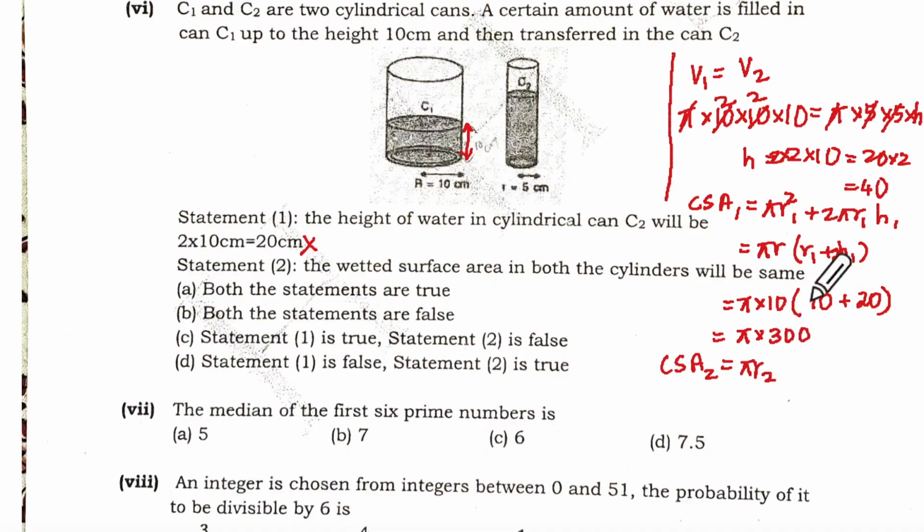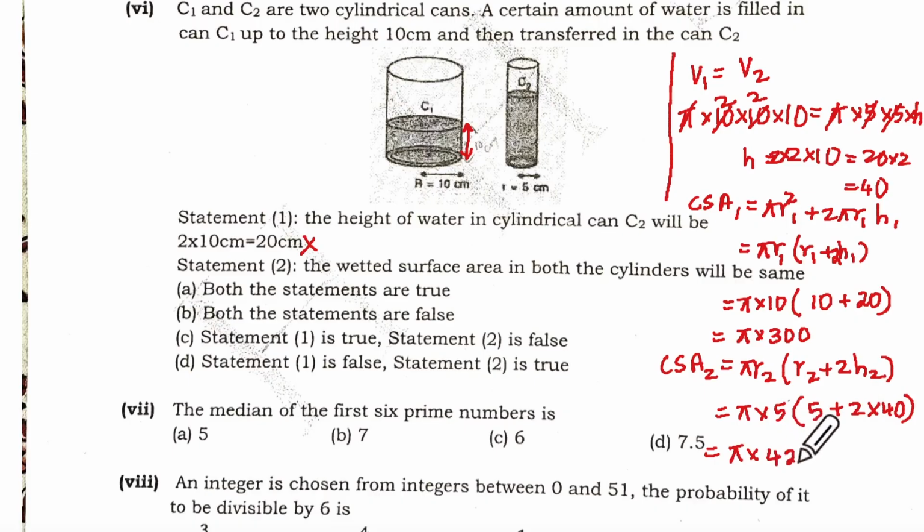And CSA2 will be equal to pi r2 square plus 2 pi r2 h2, yes? Yes, sir. So that is pi into 5, and here 5 plus 2 into the height, which is 40, right? Yes, sir. So it will be pi multiplied by 5 plus 80, 85 into 5, 425, no? 85 into 5 is 425. Yes, sir.